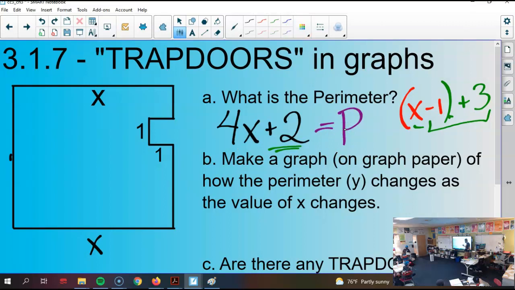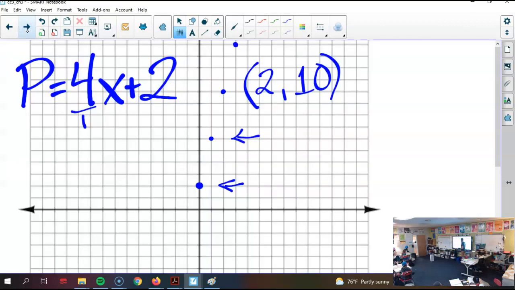Sure. I know the problem. I'm confused. So this point means when I make x equal 2, that causes the perimeter to be 10. Yeah, hold on.